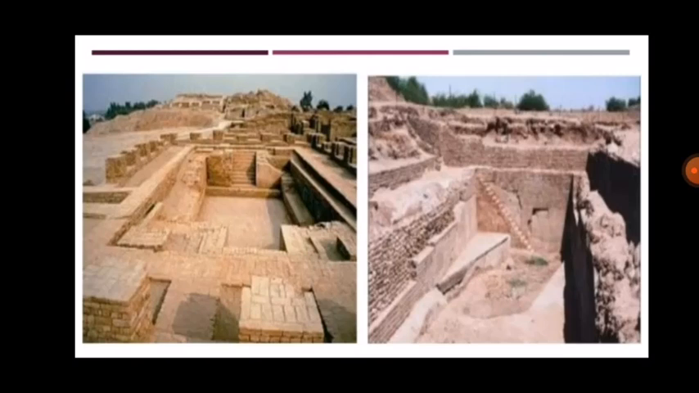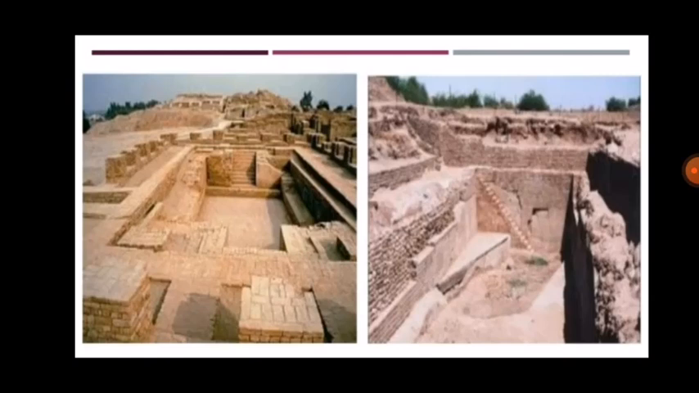Cities of this civilization are well known for their systematic town planning. Now you can see in the slides, they used to do their planning very well. The houses were built very well. The houses were built in blocks created by parallel roads that crossed each other at right angles.